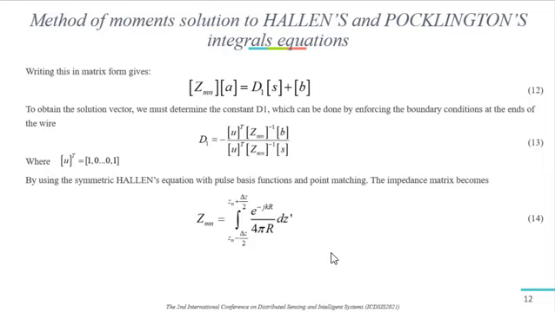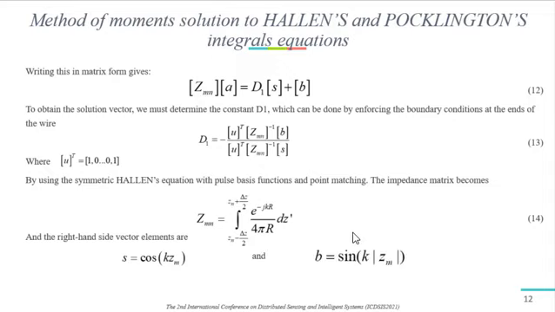By using the symmetric Hallen's equation with pulse basis function and point matching, the impedance matrix Zmn is defined by equation number 14, and the right side vector elements are S is equal to cosine k Zn, and B is equal to sine k Zn.